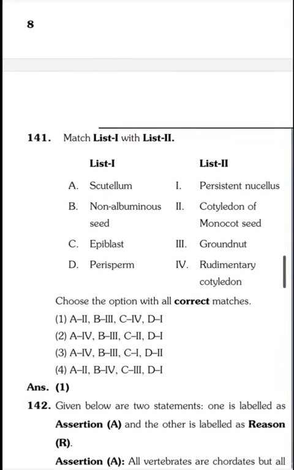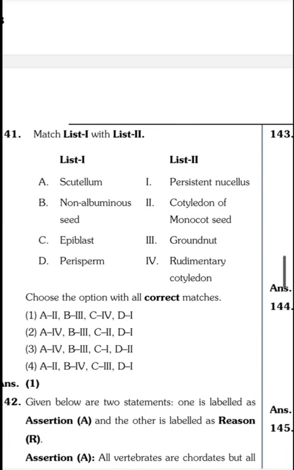Again, there is a match the following. Scutellum, another name for cotyledons in monocot seed. Scutellum, cotyledon of monocot seed. Non-albuminous seeds, they do not have endosperm. So leguminous seeds are an example for non-albuminous seed. Groundnut is an example. Scutellum A2, B3. So there is only one option, that is the first option is correct.